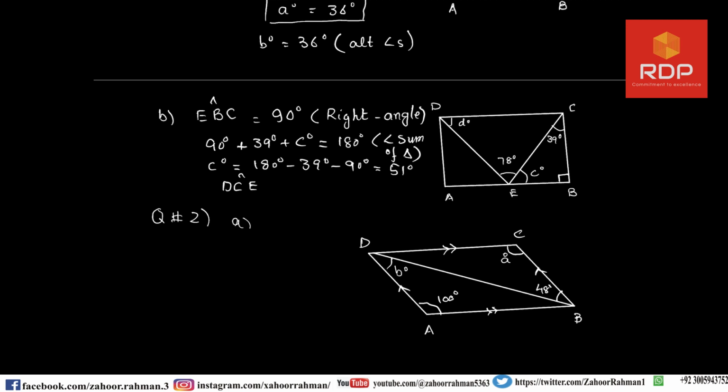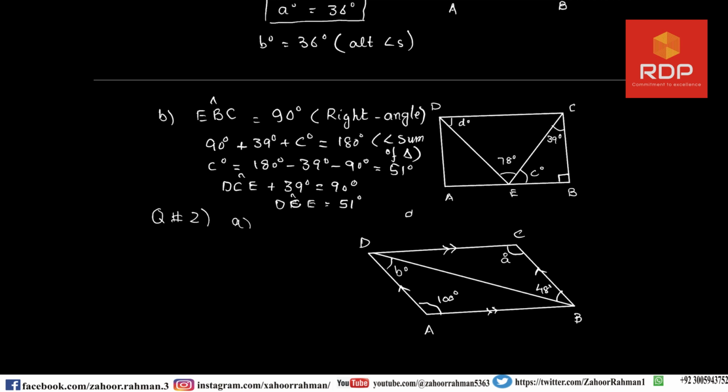So can I write it as DCE plus 39 plus 39 degree is equal to 90 degree. So in this context, DCE will be equal to 51 degree. Now ladies and gentlemen, I am writing it at this place.